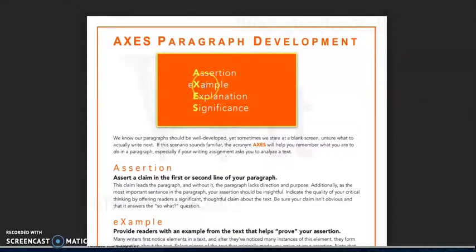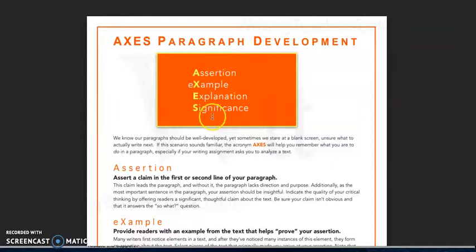Then you're going to bring in an example from the text that proves that assertion. Then we're going to explain how that example proves that assertion. And we're going to repeat the X and E as many times as we need so that we have enough evidence to adequately prove whatever assertion we have.